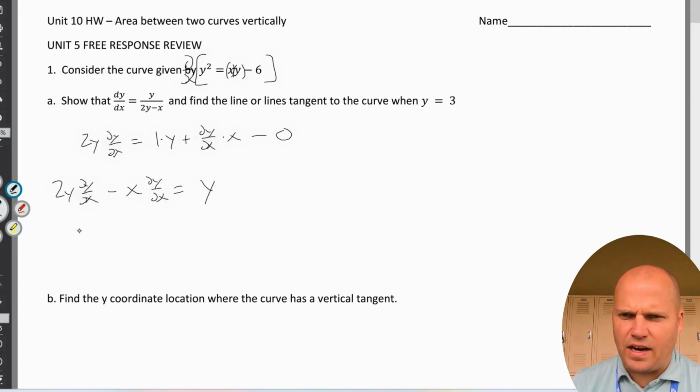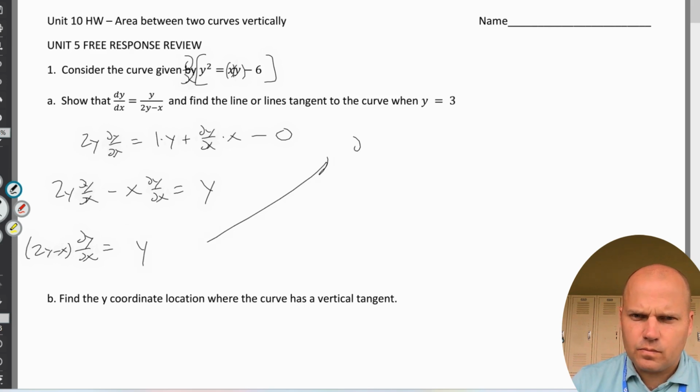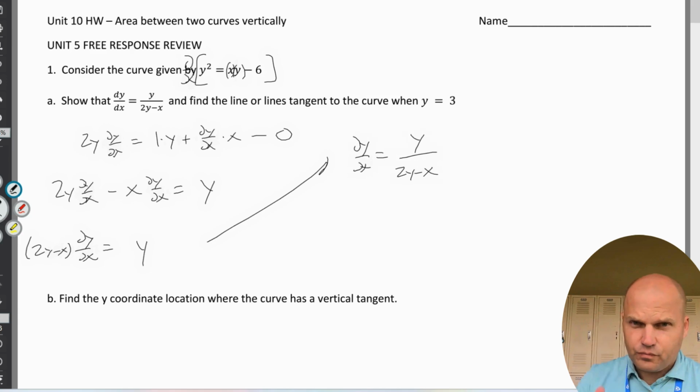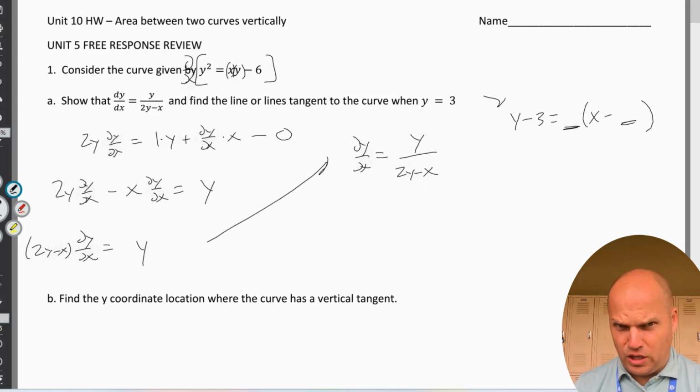That equals y. I'm going to factor out the dy/dx, and I have 2y minus x times dy/dx, or the other way around, whatever. And then divide to solve, getting me this equation. When y is 3, I need to find the slope and the x-coordinate for the equation of the line.